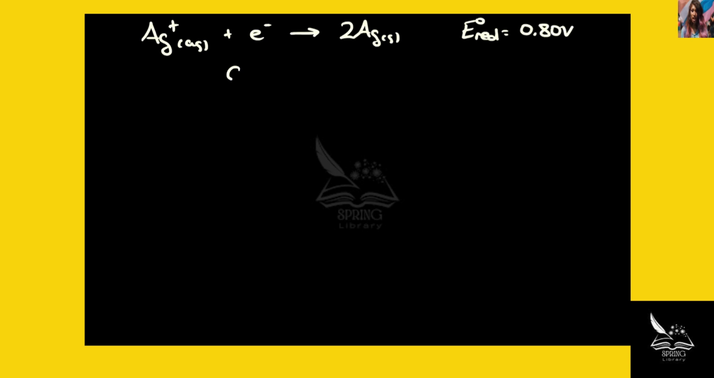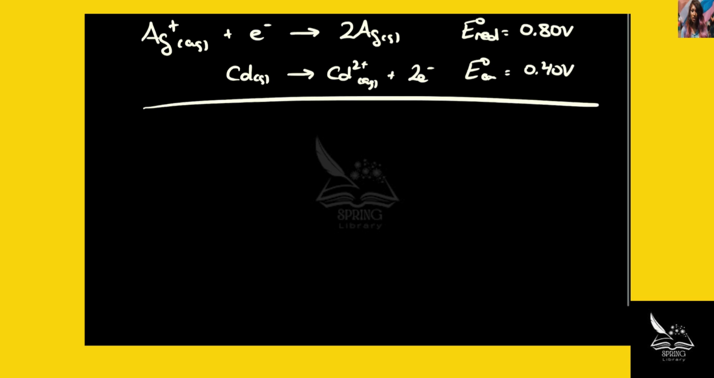For the following system of equations, let's calculate the cell potential after the addition of 15 moles of ammonia. Let's first start by creating a redox reaction. So we get the reduction of silver, the E0 reduction here is 0.80 volts. We have the oxidation of cadmium. E0 oxidation here is positive 0.40 volts.